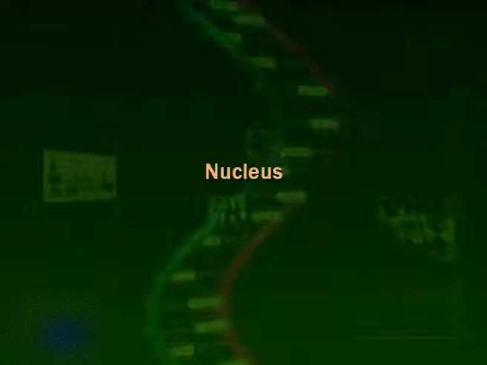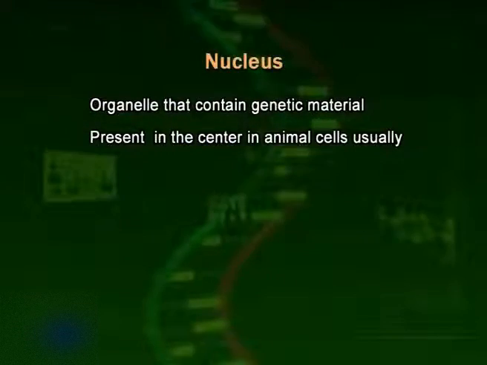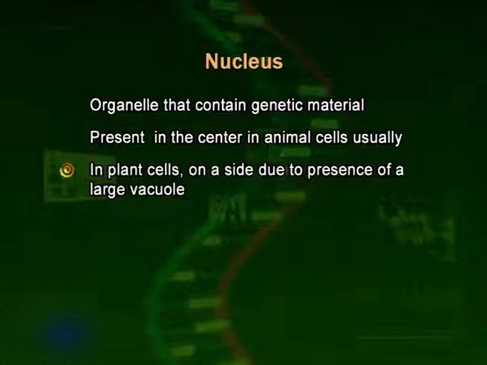First of all, the nucleus. The nucleus is a very important part of the cell. It has the heredity, the genetic material, in the form of chromosomes. The nucleus is usually present in the center in animal cells, but in plant cells, the nucleus is not present in the center, because mature plant cells have a very large vacuole in the center. Due to that, the nucleus is moved towards a side.